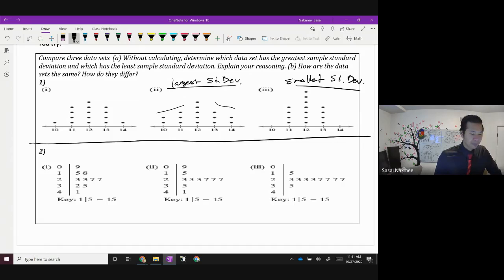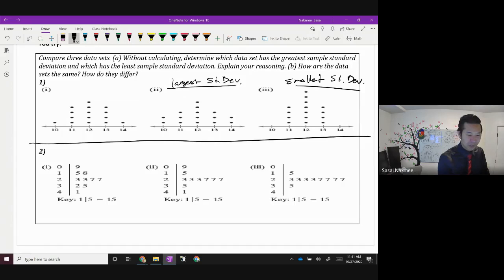Okay? Because all your data is very clumped together. You see that? It's close together. So when you have your standard deviation, by the way, if you don't have the standard deviation and you only have the numbers there, you can actually tell which one is the larger standard deviation based off of how spread out your data looks.